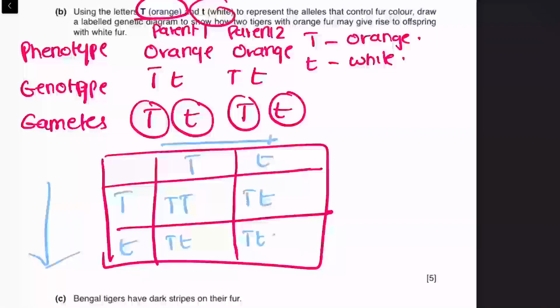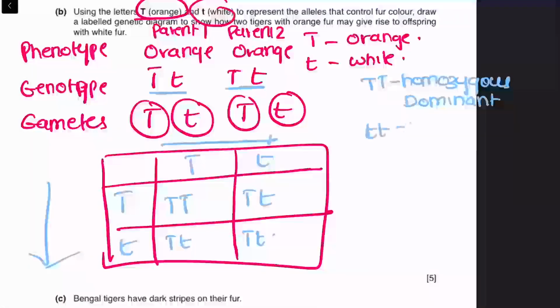When you're drawing the gene, this combination of alleles is known as the genotype, right? What is this genotype called? Homozygous dominant. It's called homozygous because same copy, same allele, 2 copies are there. Why is it dominant? Because 2 capital T's. This is homozygous recessive. This is heterozygous, 2 different alleles.